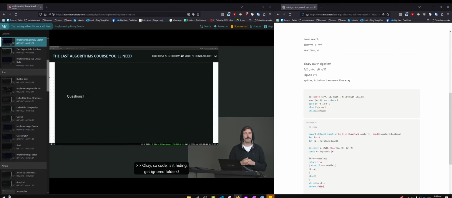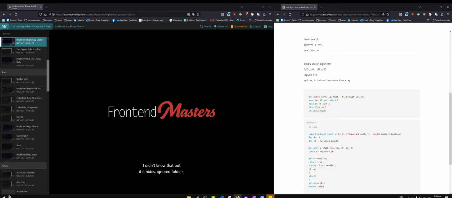Okay, so does code maybe hide git ignored folders? I'm not sure about it. Is that there in the git ignore? It's git ignored, so that way you can generate a lot of them and you don't have a huge amount of uncommitted changes. So if you're using Visual Code, I don't use code. I didn't know that, but if it hides ignored folders, you're not going to be able to see day 1.